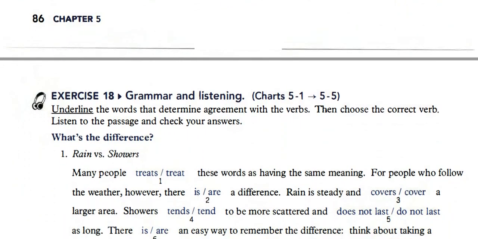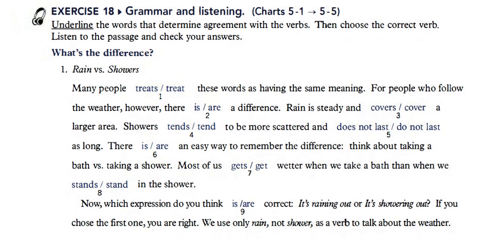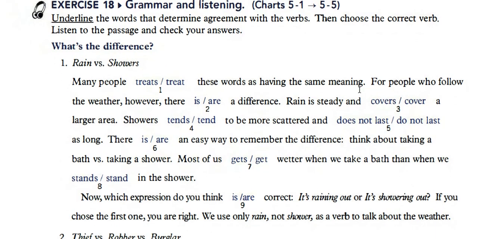We could continue with exercise 18. This one is important for the questions. Why? Because it has all the elements that we are looking for. We have to choose the correct verb for every sentence. So when we say many people, we have to choose the plural verb. When we say there is a difference, because we have one difference. For people follow the weather, however, there is a difference.